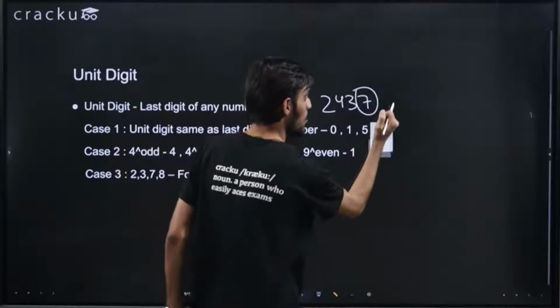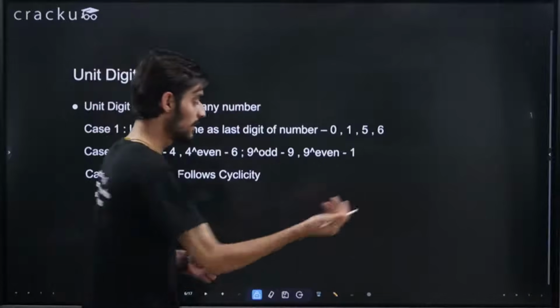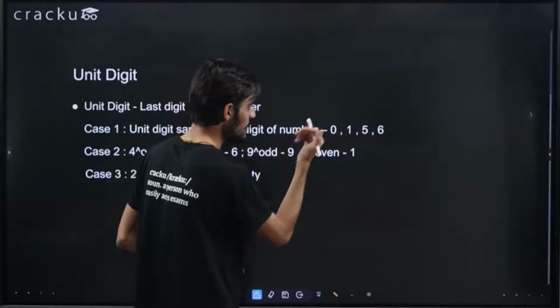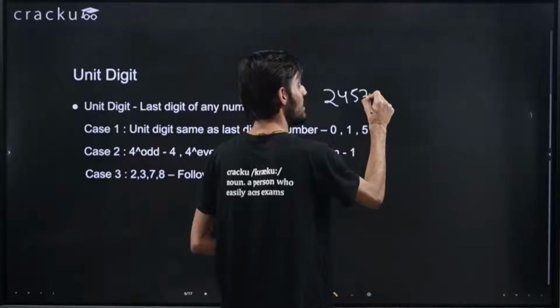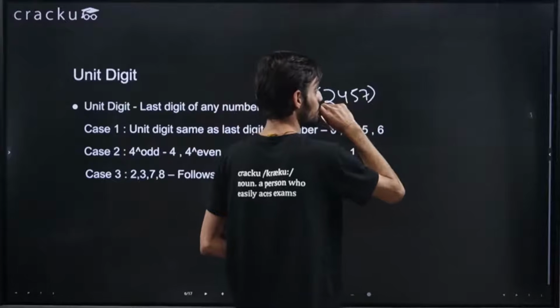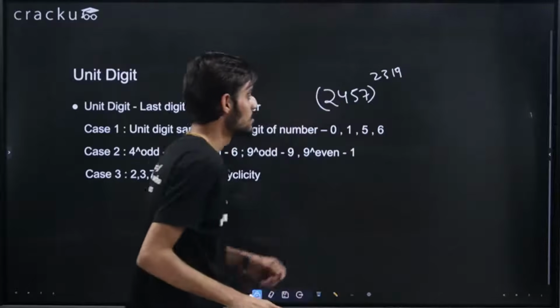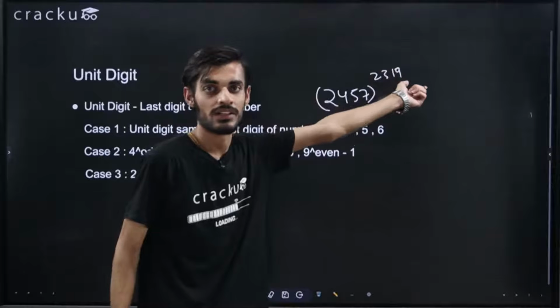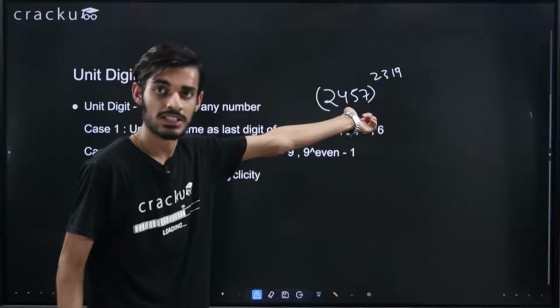So how do we calculate the unit digit for any number raised to some high power? Let's take one example. Let's say I have 2457 raised to the power 2319 or something like that. It is not feasible to multiply this number this many times, right? So there should be some method using which you will be able to solve this kind of questions.